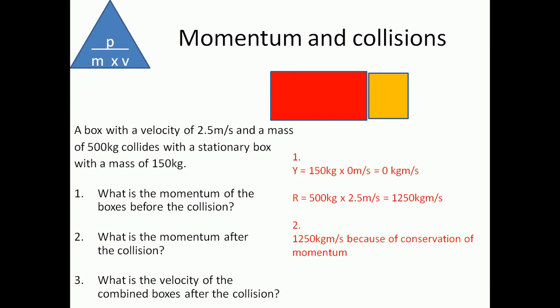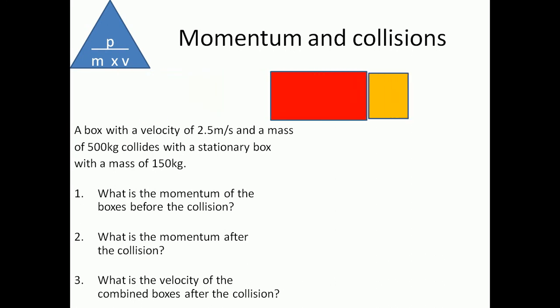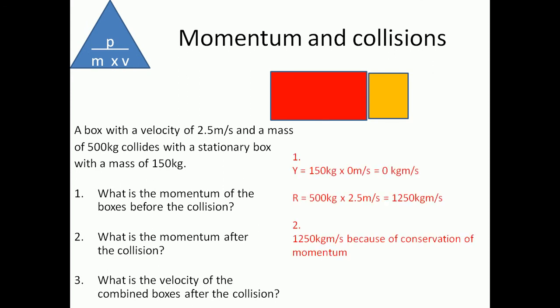So as you can see, with the collision, the red block hits the yellow block, and then they both move together away. So, what is the velocity of the combined boxes? Well, to work out velocity, we'll go to our formula triangle at the top. We put our finger or our cursor over the velocity, and you can see it is momentum divided by mass. So we have our momentum, which we got from our last question, the momentum of the blocks afterwards, and we divide that by the mass of the combined boxes.